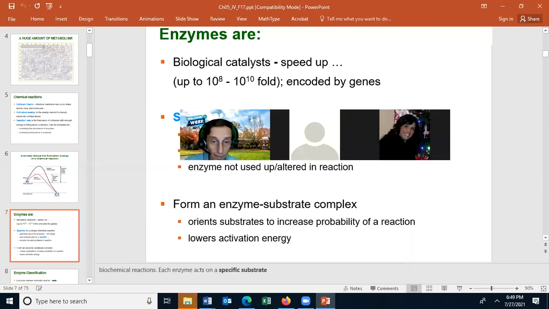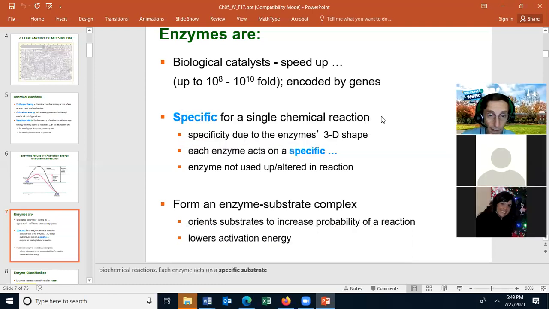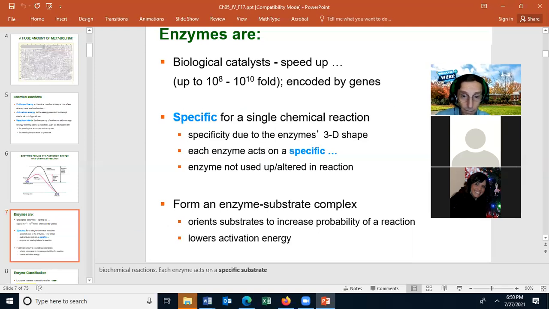How they do this is an enzyme forms an enzyme-substrate complex, and that puts stress on the bonds of the chemical reaction, which can make it easier to convert the reactant into the product. And that also is responsible for lowering the activation energy with an enzyme.